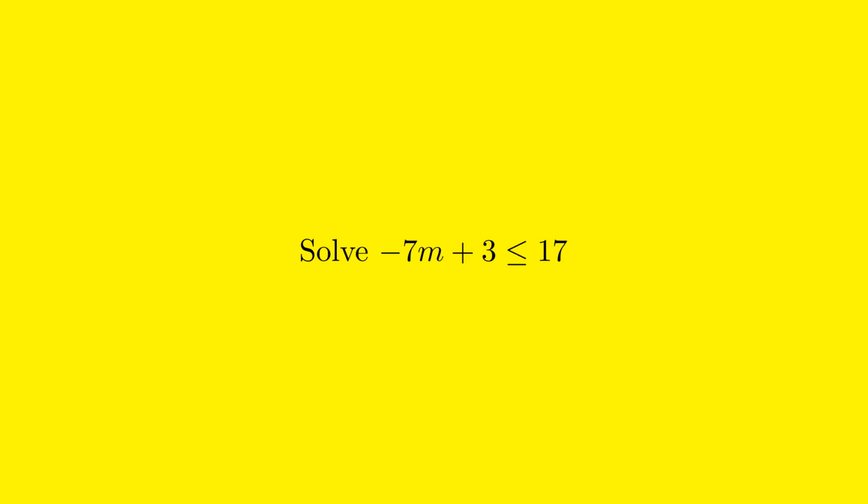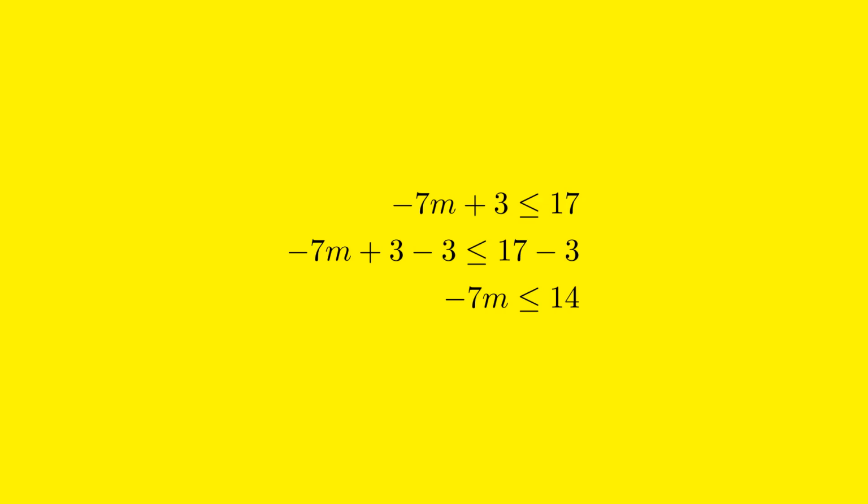In this video, we will be solving the inequality -7m plus 3 is less than or equal to 17. Stay tuned to learn the step-by-step process for finding the solution in both inequality and interval notation forms. Let's get started.